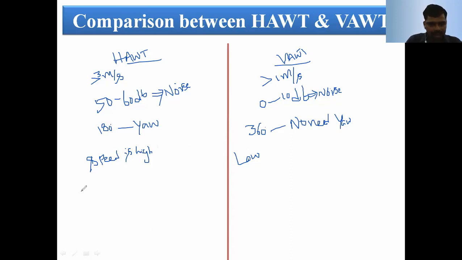And this is effect on the hitting of the boards and bats because the structure is tall. Here the structure is tall. But in vertical axis windmill, this effect is not available because the structure is short.